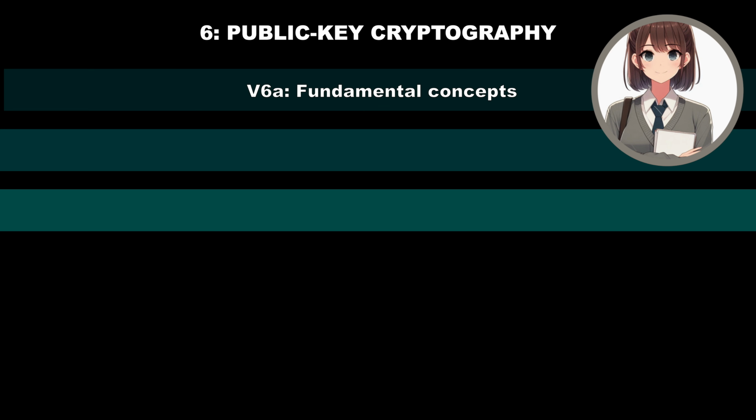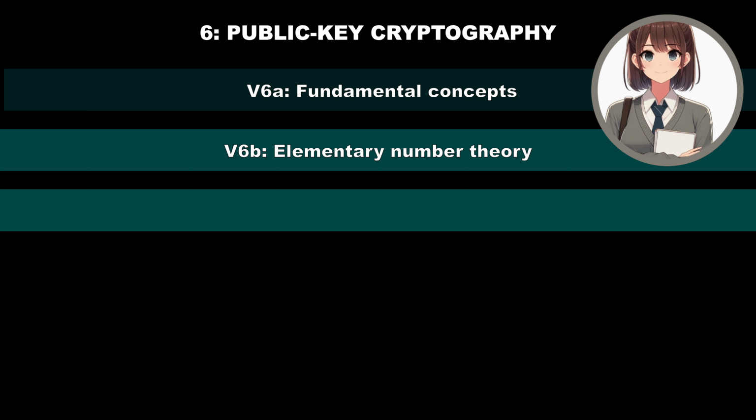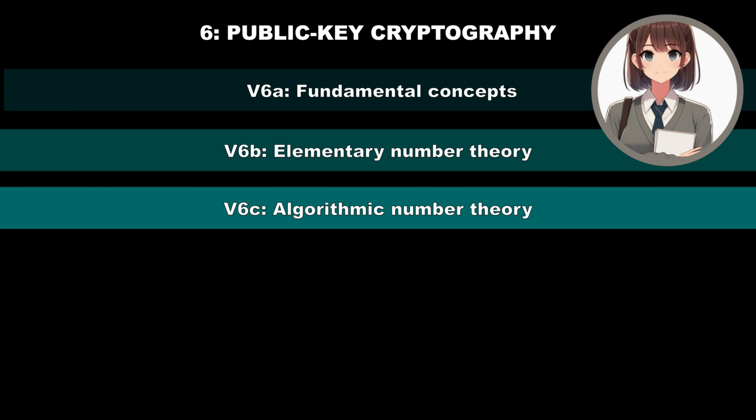V6a introduces the notion of public key cryptography, including public key encryption and digital signatures. V6b reviews some notions from elementary number theory that will be needed in chapters 7 and 8. V6c will review some basic notions from the analysis of algorithms in the context of algorithms for basic arithmetic operations and modular arithmetic operations. We'll also cover the important repeated square and multiply algorithm for modular exponentiation.